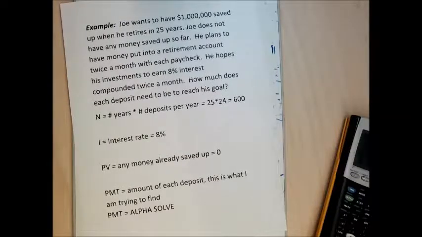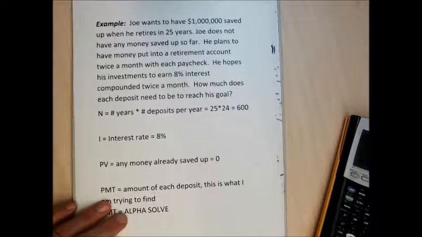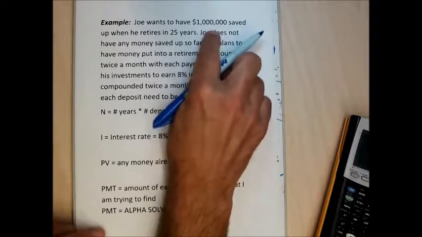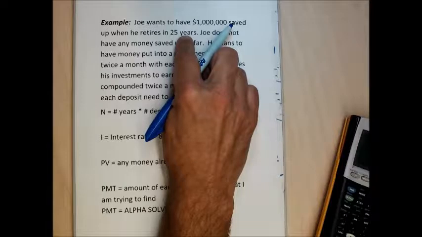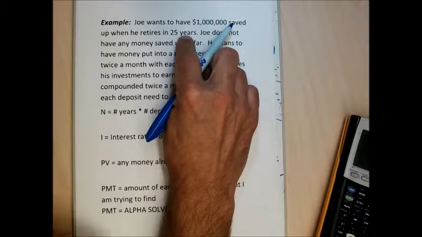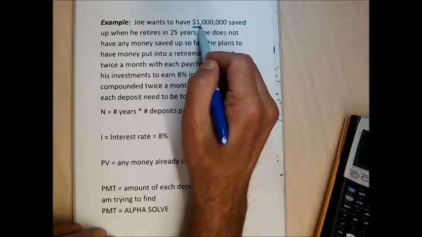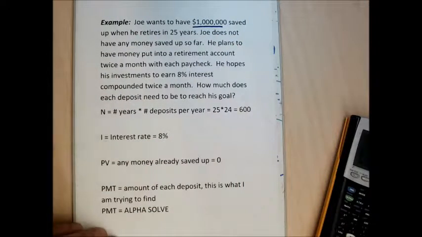Okay, another example. Seems like a realistic example. Joe wants to have $1 million saved up when he retires in 25 years. Can I do anything with that first sentence? Well, this $1 million is an amount of money I want to have saved up in the future, and that's a future value.